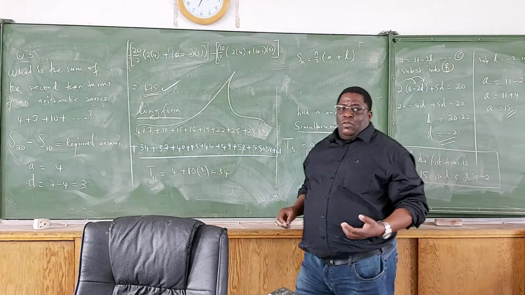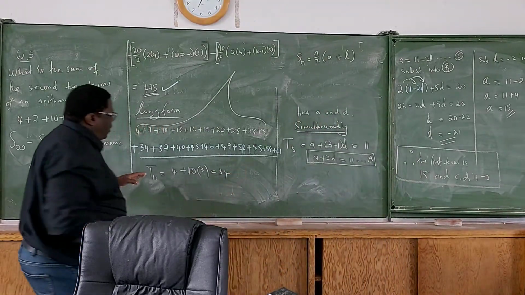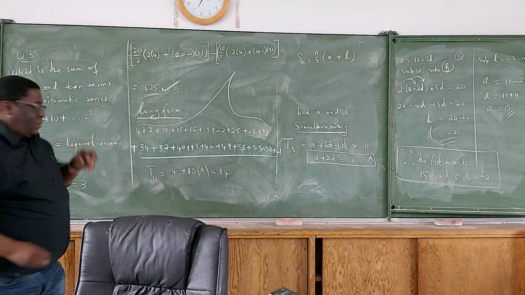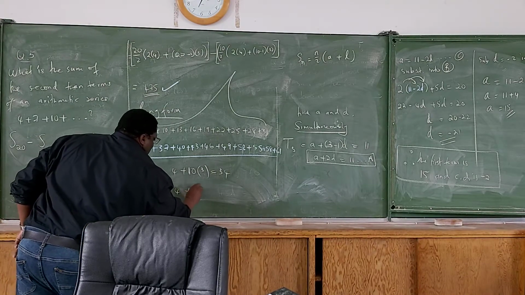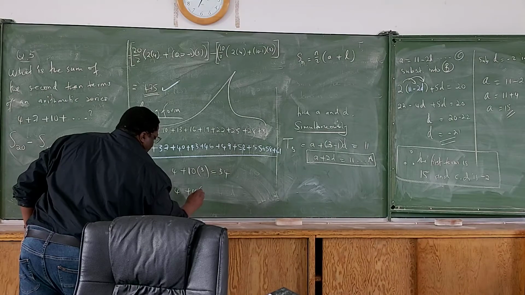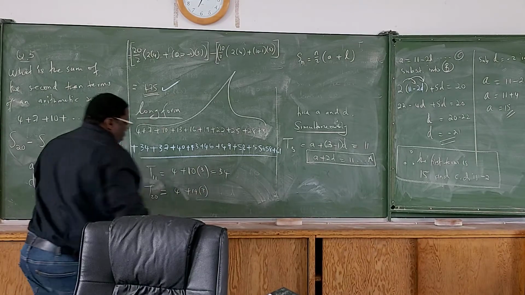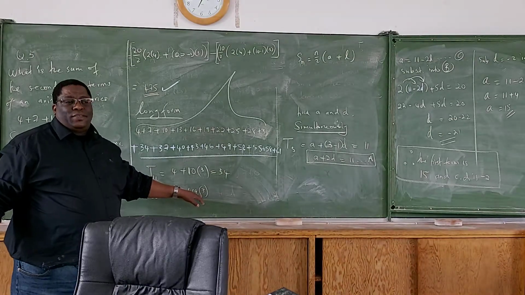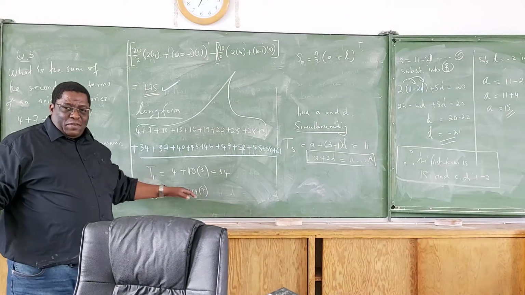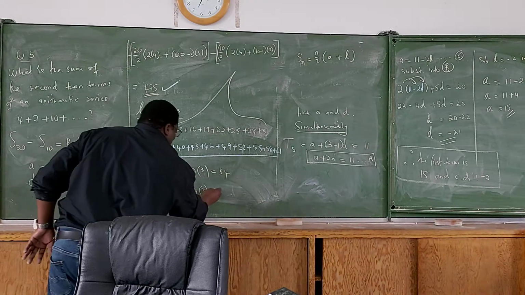But here's the thing. Do I know the last term? The last term is the 20th term. So the 20th term again becomes 4 plus 19 times, are you with me? Times 3. Now, don't worry. For those of you who don't know, 19 times 3 is what? 57 plus 4.